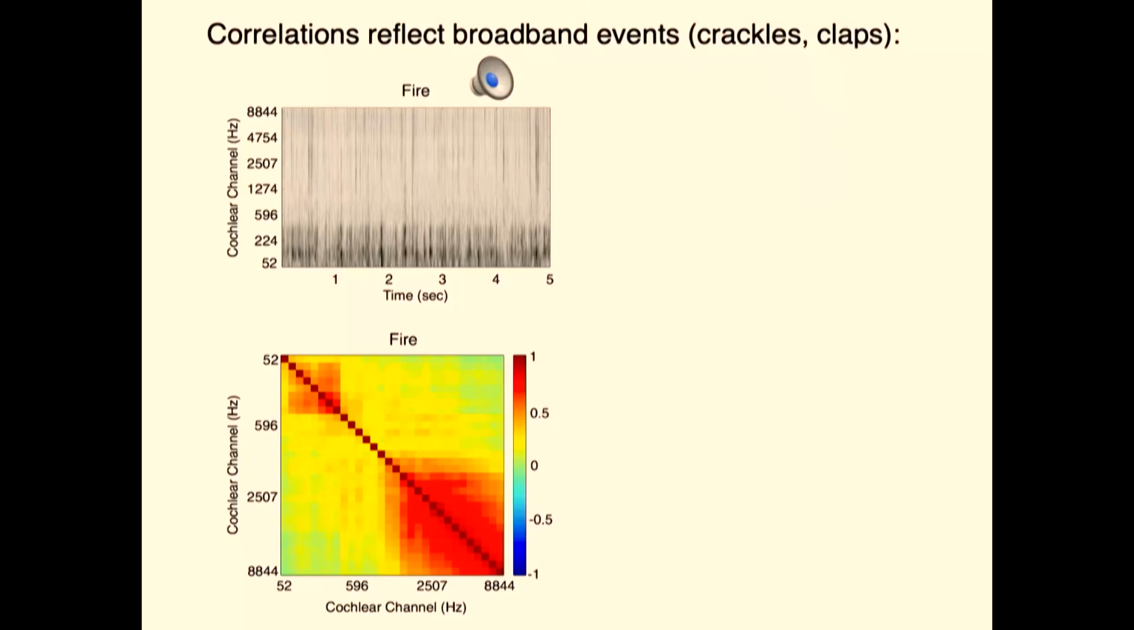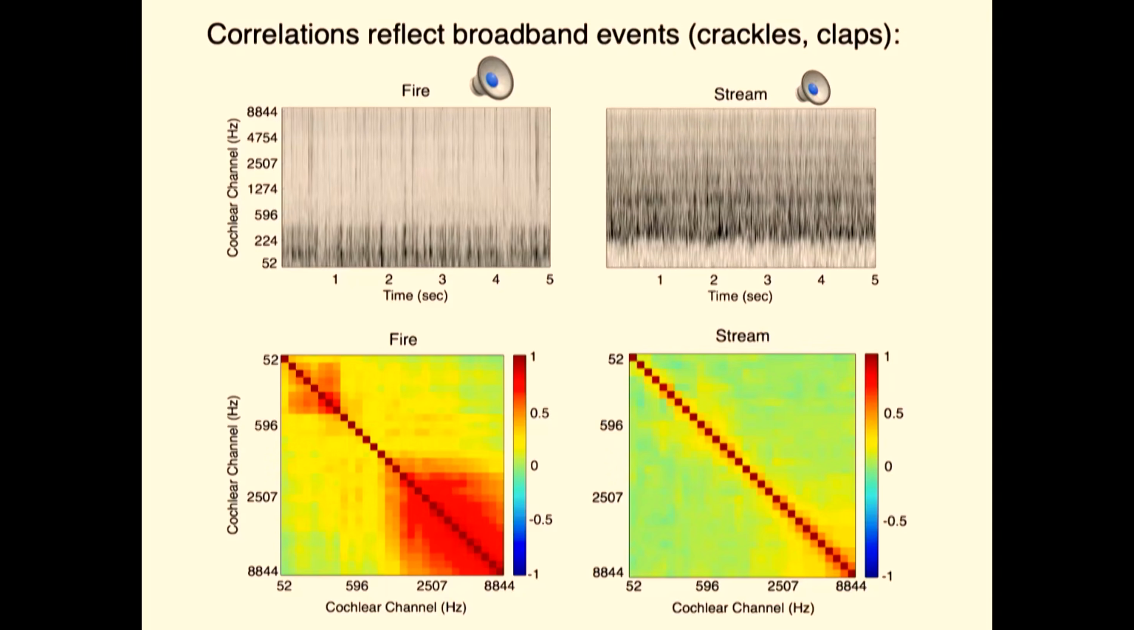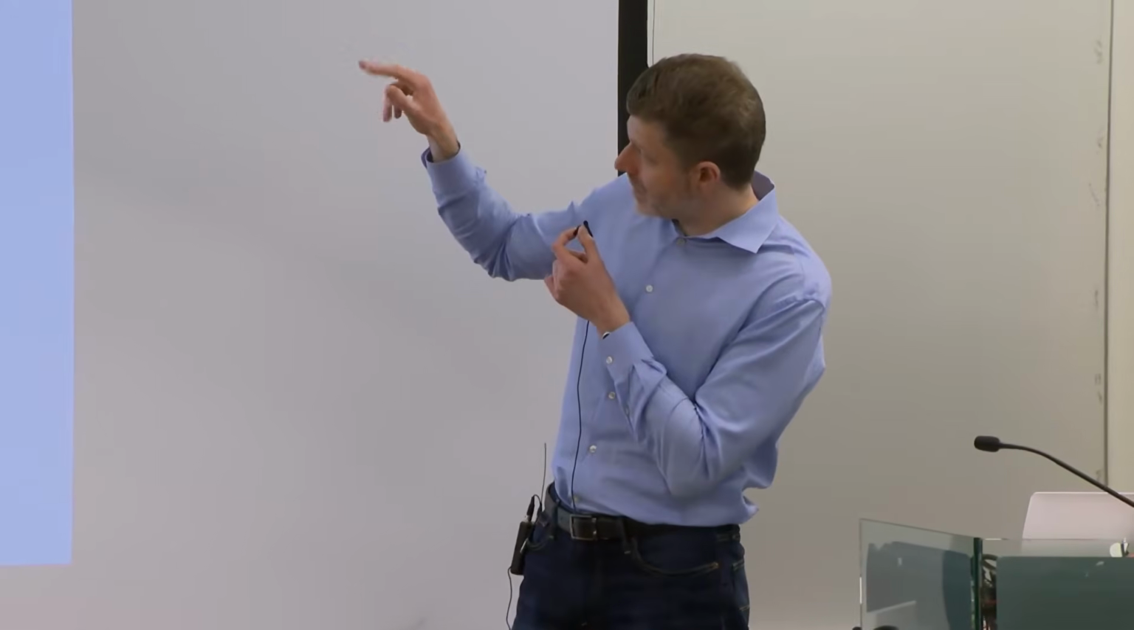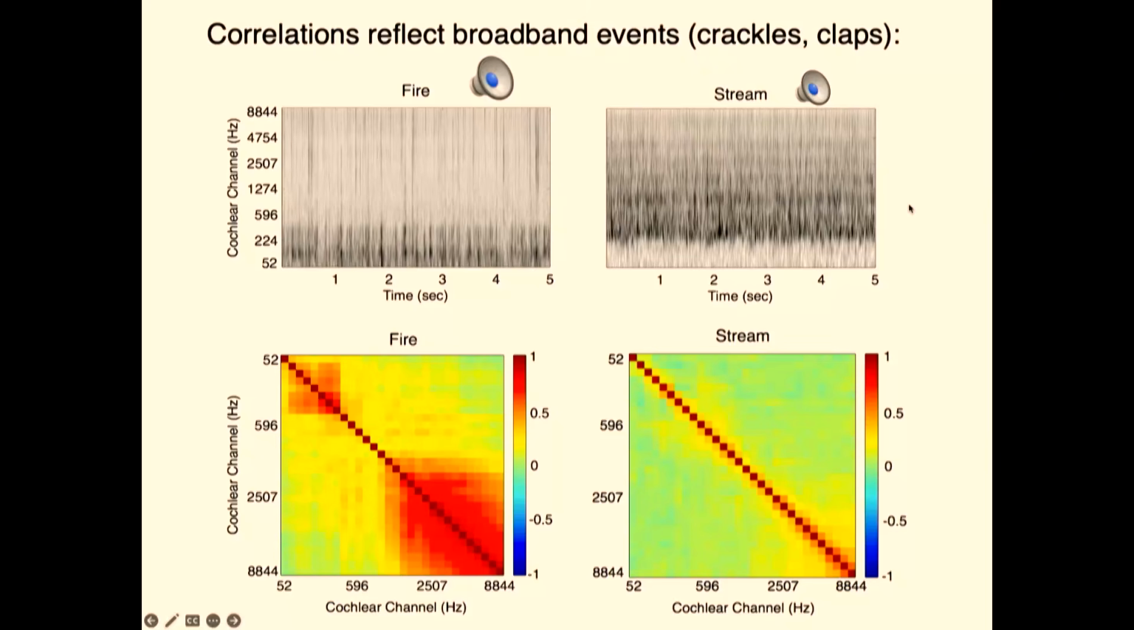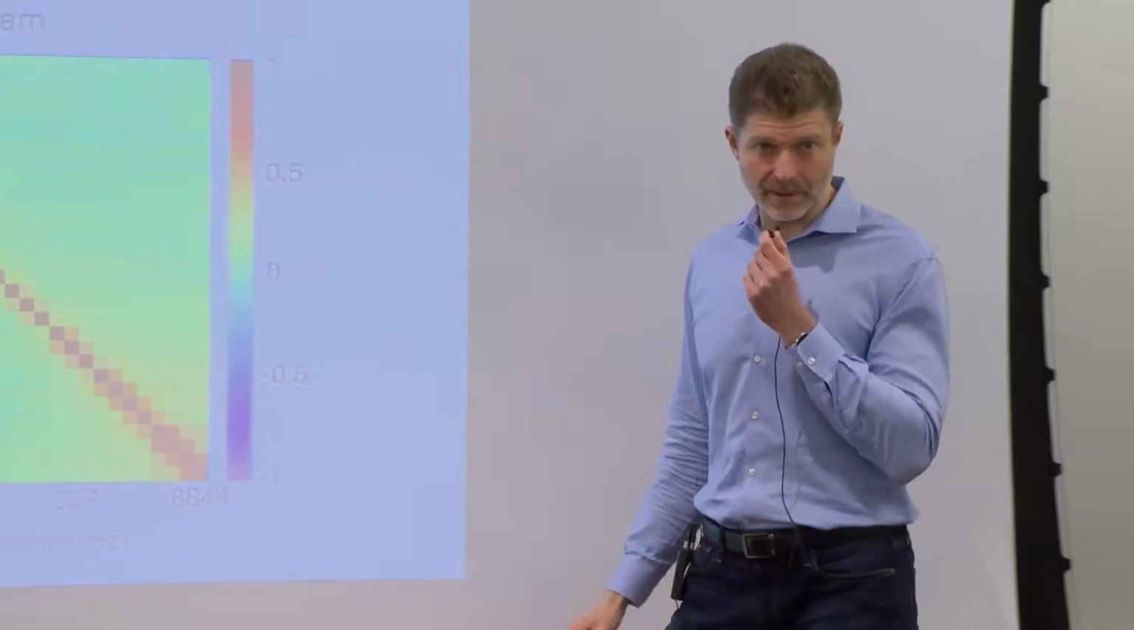And this is not true of all sounds. In particular, a lot of water sounds are actually pretty not correlated. So here is a stream. I don't have the audio demo for that, but I played you that earlier. So this is a stream, and you can see that it's not quite as streaky. And if you look at the correlation matrix for a stream, you can see that things are more green, which corresponds to something pretty close to 0.